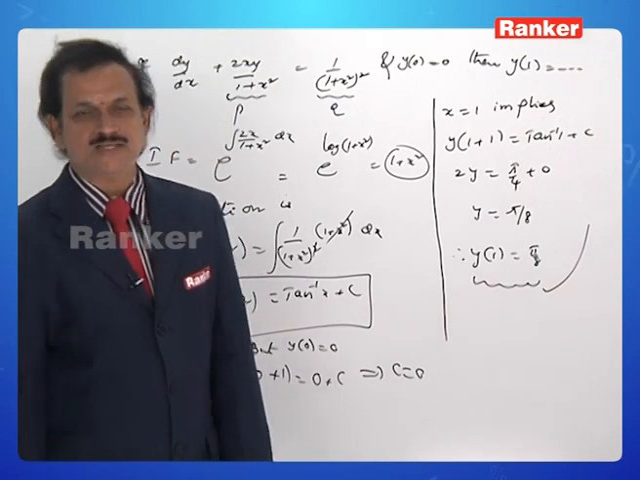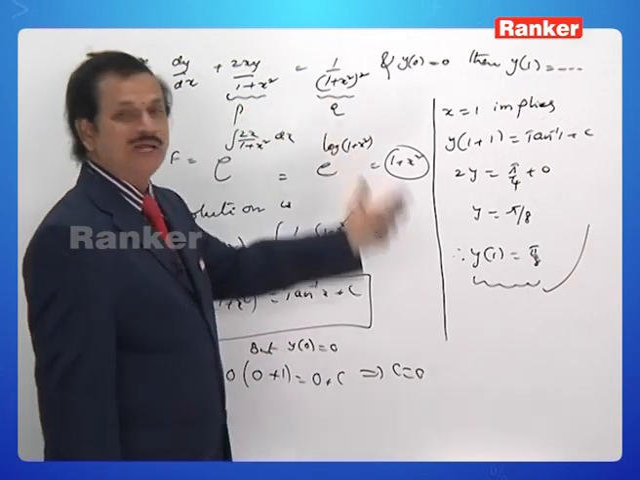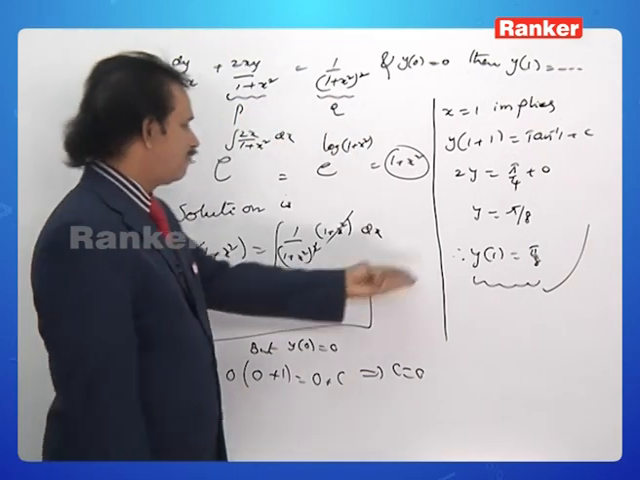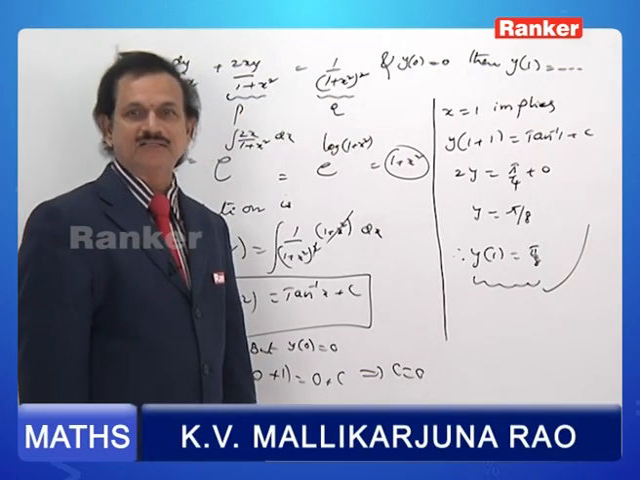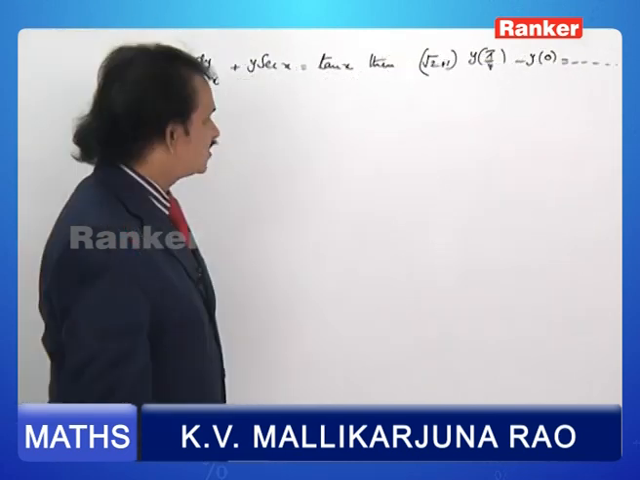That is the answer. How simple it is. The problem looks bulkier, but the solution is very simple and slim. Hence the answer is y at 1 is equal to pi by 8. Let us see the next question.